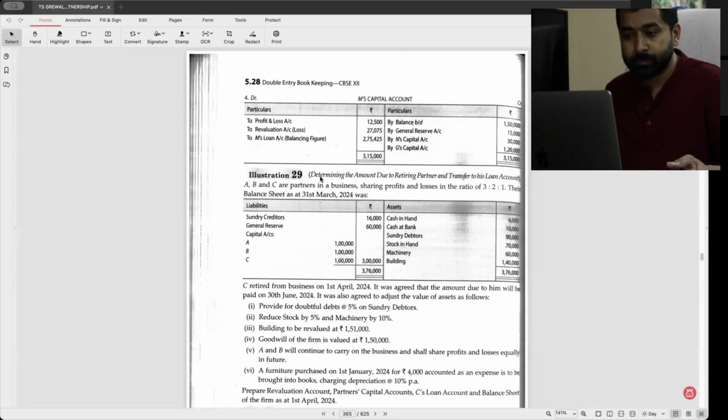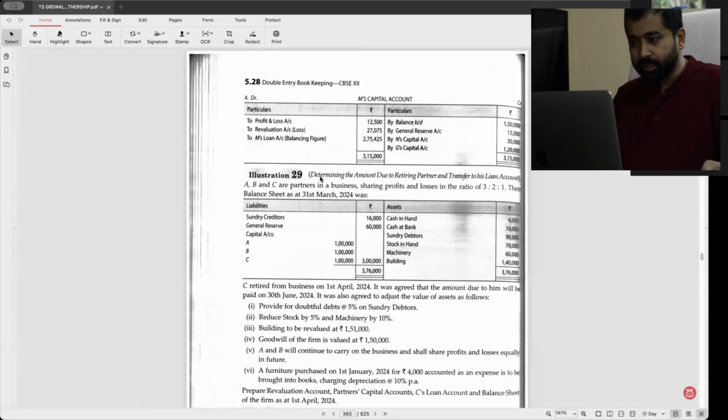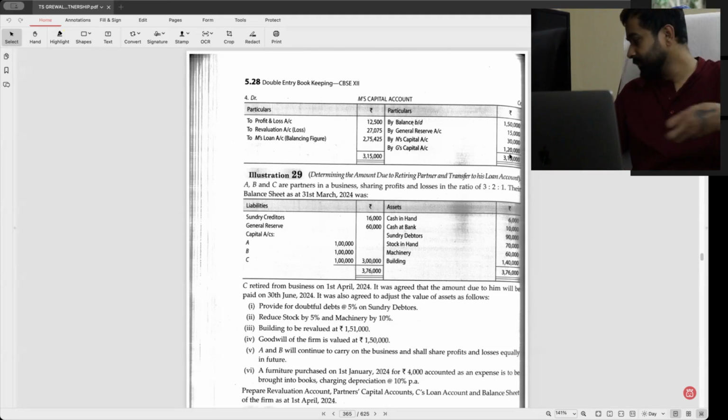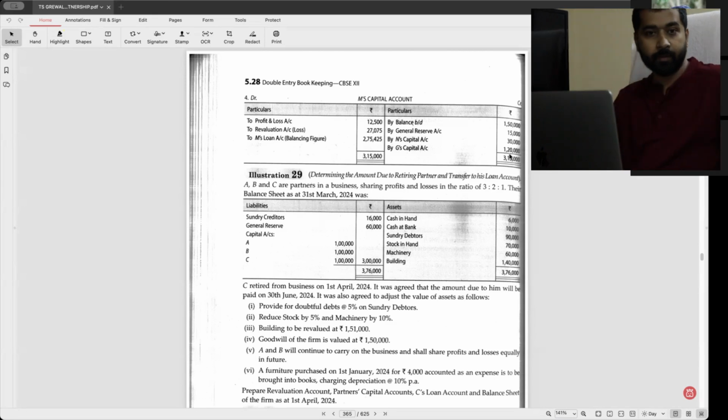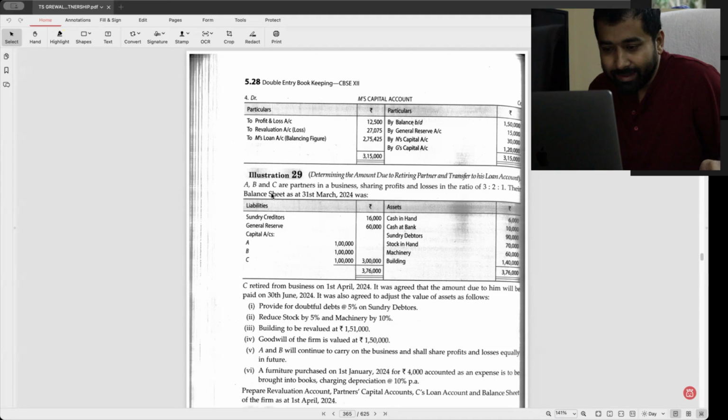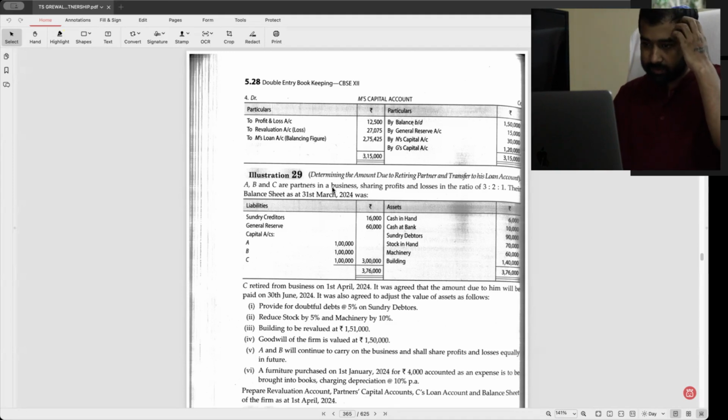So here, the illustration number 29, we are going to see determining the amount due to retiring partners and transfer to his loan account. So indirectly full-fledged questions we are going to do now. Here A, B, C were partners in a business sharing profit and losses in the ratio 3:2:1.